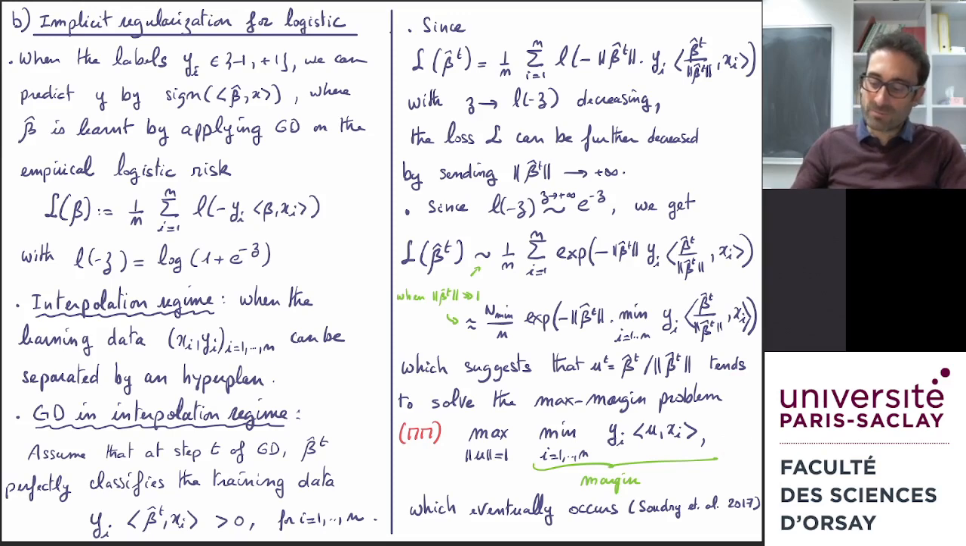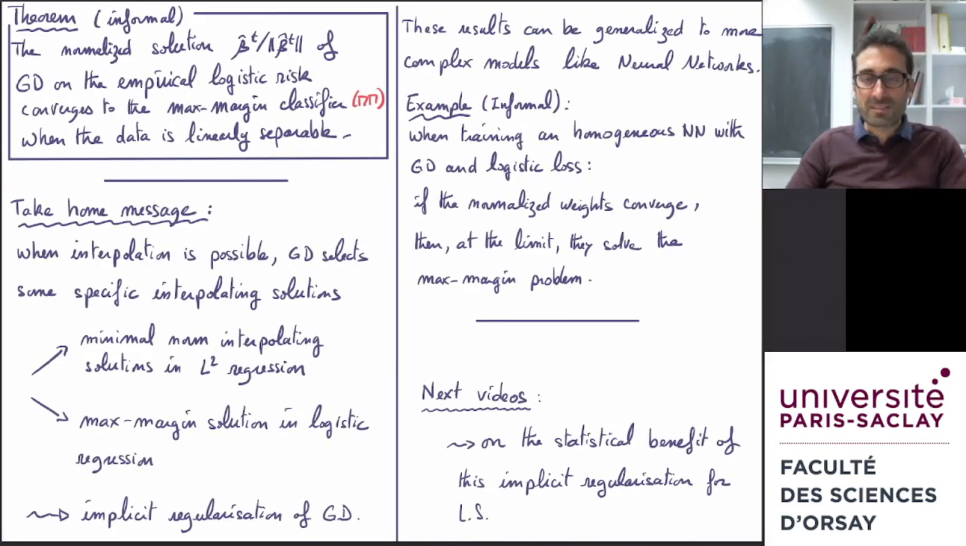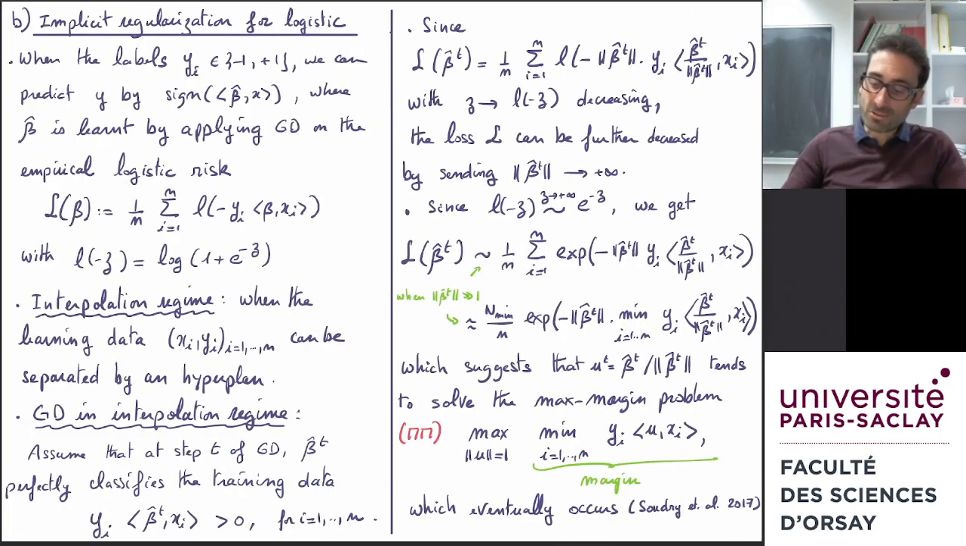This has been proved by Soudry et al. in 2017. If you look at your normalized solution of gradient descent on the empirical logistic risk, it will converge to the max margin classifier when your data are linearly separable. So again, you see that gradient descent selects a very specific solution, and this solution is the one that maximizes the margin.